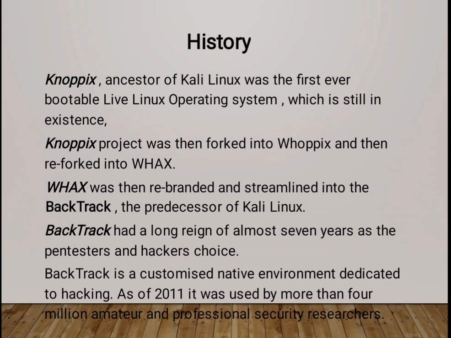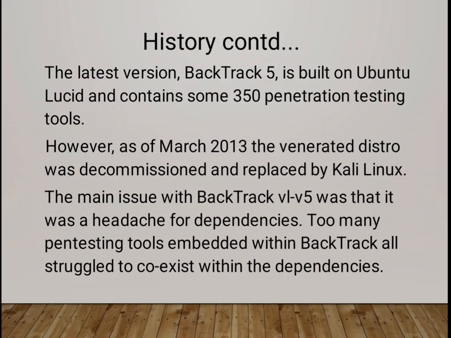Backtrack is a customized native environment dedicated to hacking. As of 2011, it was used by more than 4 million amateur and professional security researchers. The latest version, Backtrack 5, is built on Ubuntu Lucid and contains some 350 penetration testing tools. However, as of March 2013, the venerated distro was decommissioned and replaced by Kali Linux.